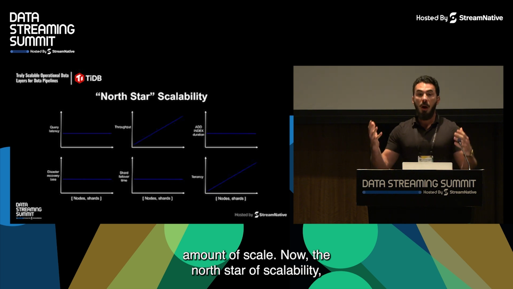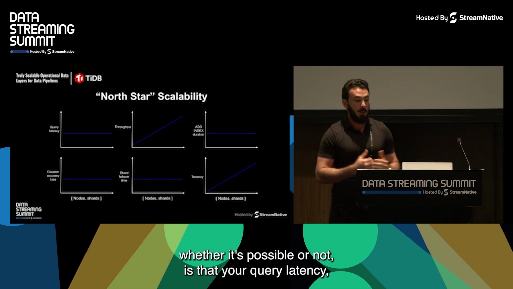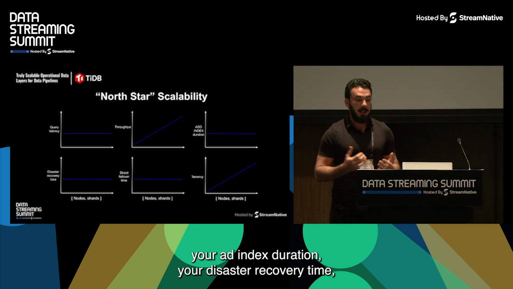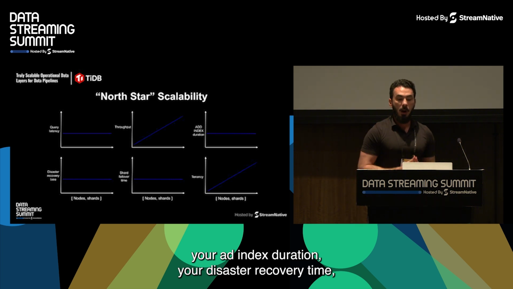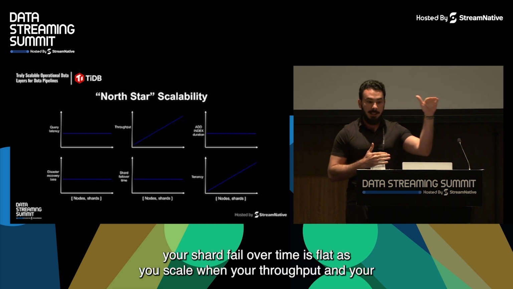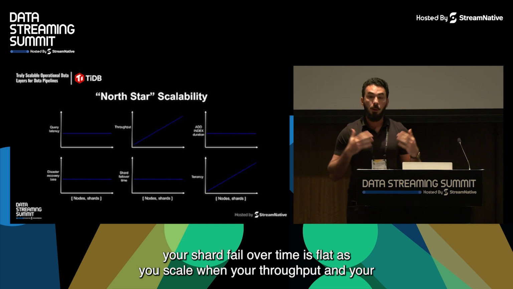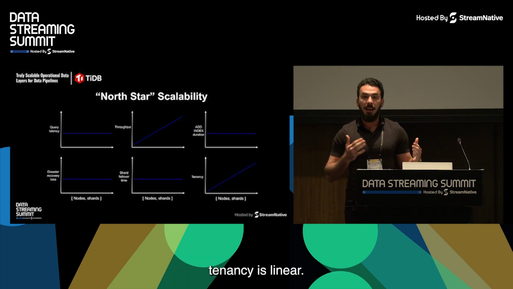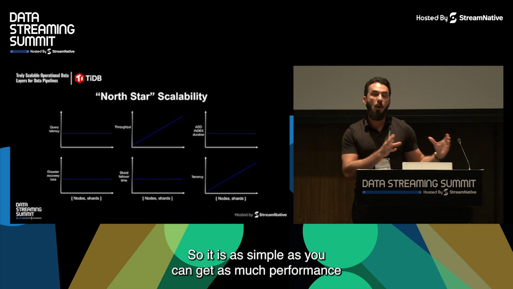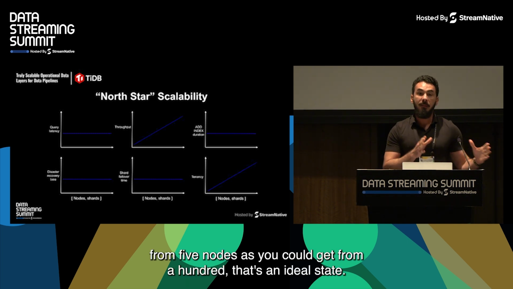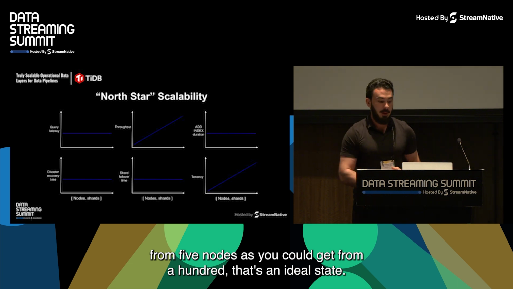Now, the North Star of scalability, whether it's possible or not, is that your query latency, your add index duration, your disaster recovery time, your shard failover time is flat as you scale, when your throughput and your tenancy is linear. So it's as simple as you can get as much performance from 5 nodes as you could get from 100. That's an ideal state.